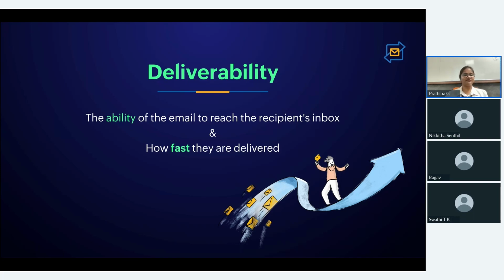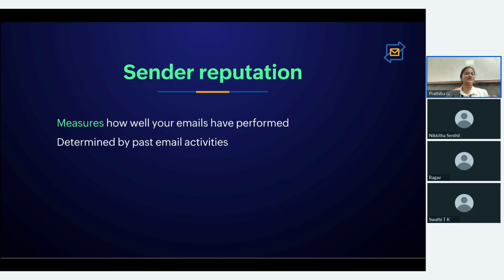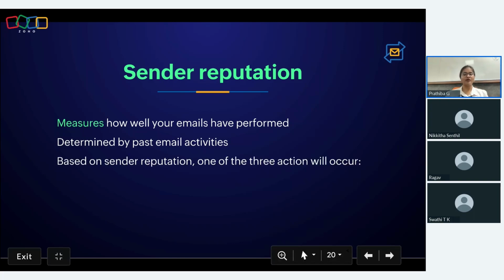Now, multiple factors affect email deliverability, and if I have to choose one, then it would be this concept called sender reputation. Sender reputation is nothing but a metric which determines how your emails have performed, and this sender reputation score is determined by email service providers based on your past email activity. And each of them have their own way of doing this. But based on the sender reputation score, the receiving server will opt to do one of the following things.